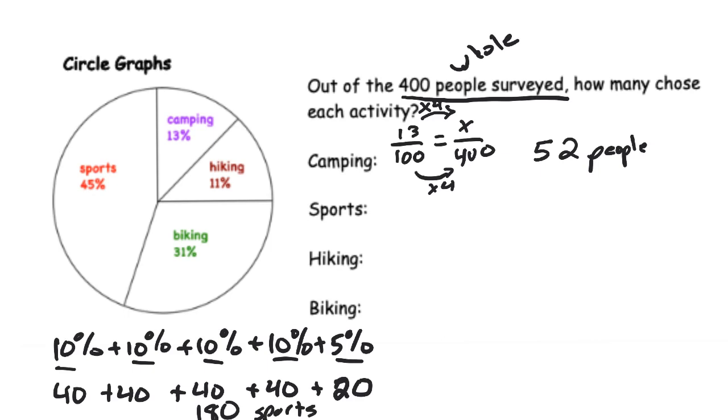So that's where I decompose a percent into benchmark percents. Maybe you don't like to do that one with the decomposition and you prefer to set it up as 45 over 100 equals x over 400 and just use the connecting number and multiply by 4. You would get the same answer either way. Okay? So sports, I did it down below there. That's 180 people like sports.